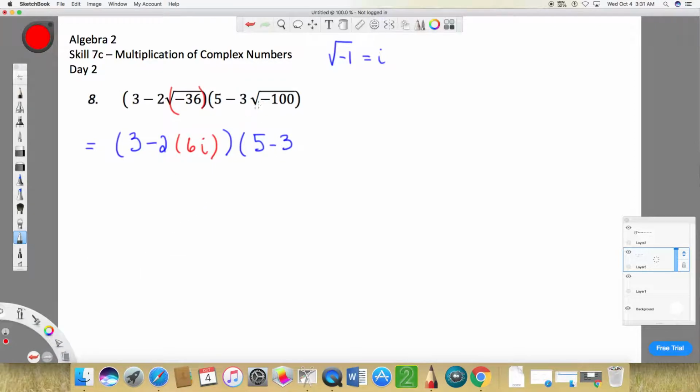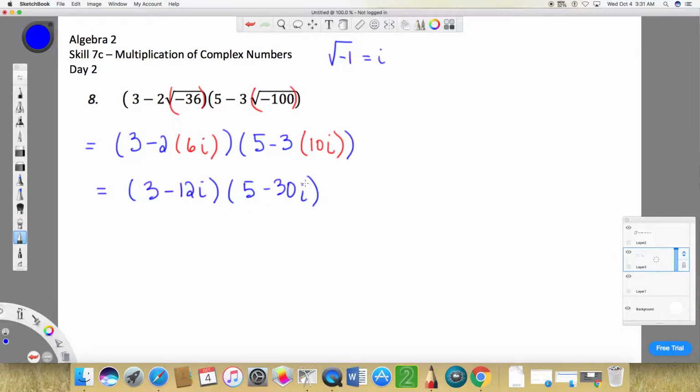And we try to do the same thing. We zero in on this square root of -100. That negative radicand introduces this imaginary unit into our answer, and the square root of 100 is 10. 10 times 10 is 100. So in this first binomial, what we have is 3 minus 12i. And in the second binomial, we have 5 minus 30i.